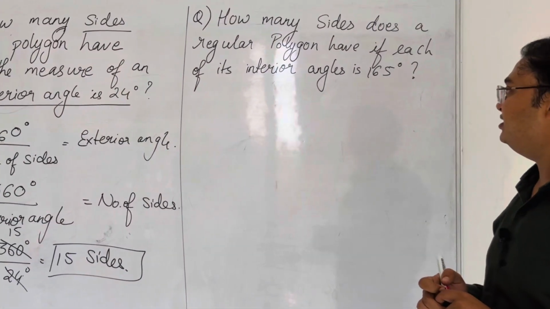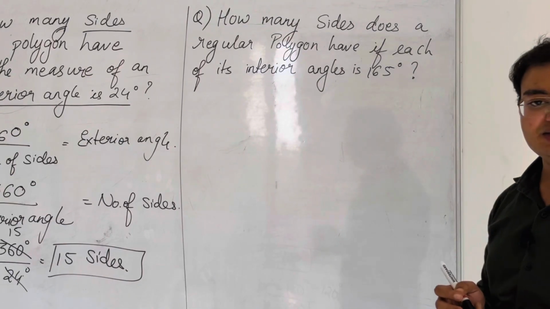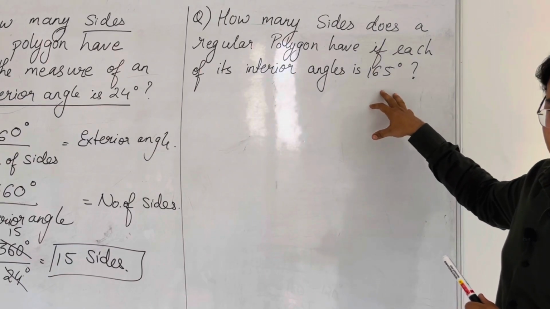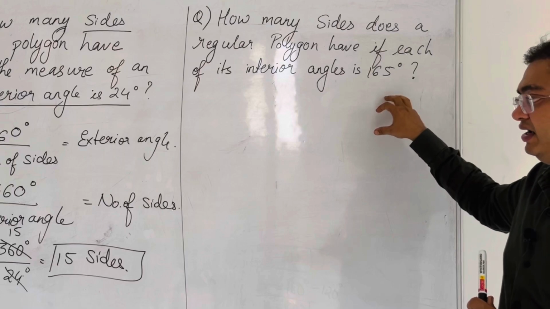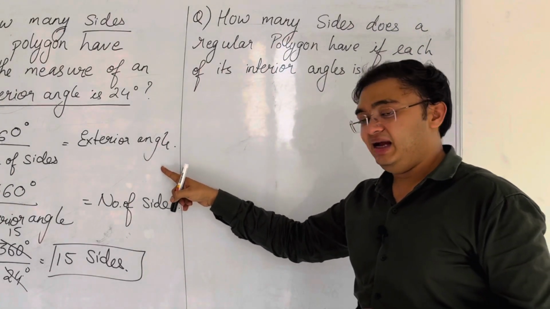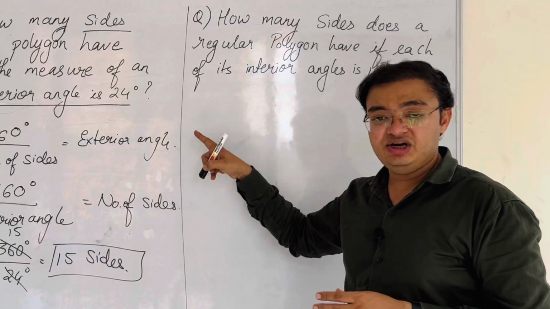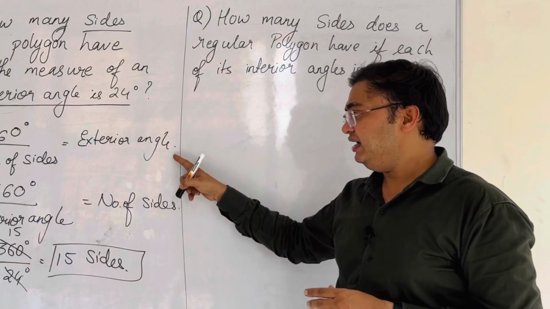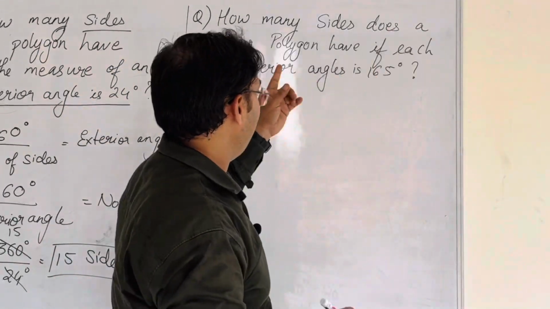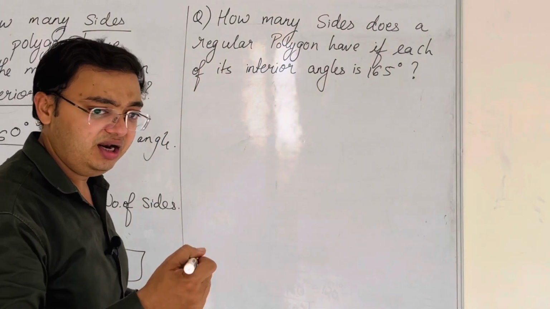How many sides does a regular polygon have if each of its interior angles is 165 degrees? That means that if the interior angle is 165, then we have to find the number of sides. In our formula we only have an exterior angle, and using that exterior angle we can find the number of sides. So first of all we will find the exterior angle out of the interior angle.